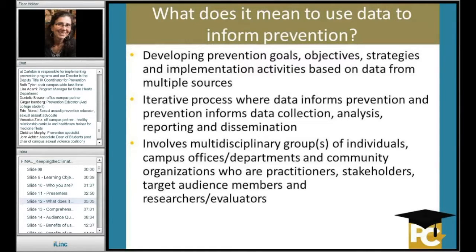And to really incorporate data and infuse data in prevention, it really should involve a multidisciplinary group of individuals from on campus as well as off campus, departments who are practitioners, stakeholders, target audience members, and researchers, evaluators.